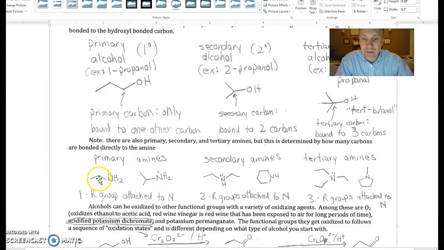So I want to point out this difference right here. If we named these amines the same way we do alcohols, you would consider this a secondary alcohol if this was an OH, because with alcohols it's determined by how many carbons are attached to the carbon attached to the hydroxyl. But with amines, what determines primary versus secondary is simply how many R groups are directly attached to that nitrogen. So it takes a little getting used to, but once you practice it, it's pretty easy.